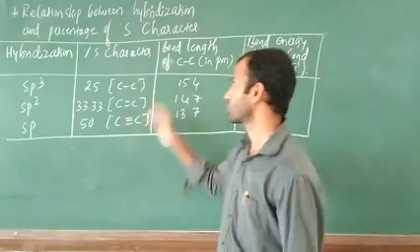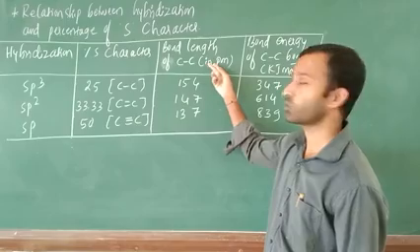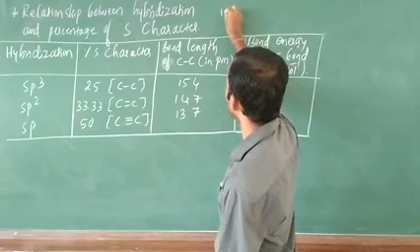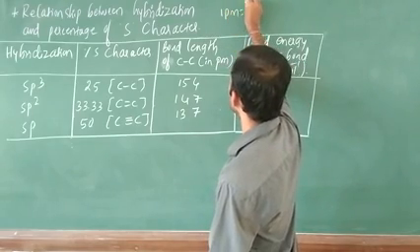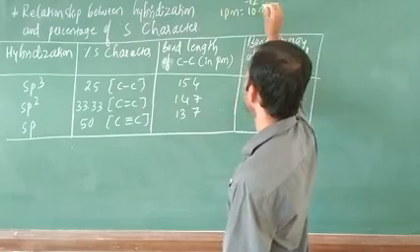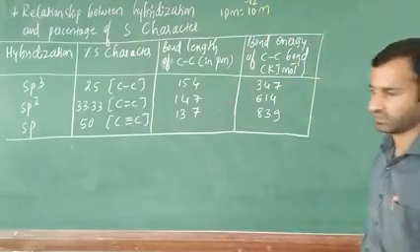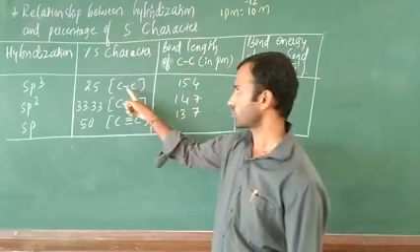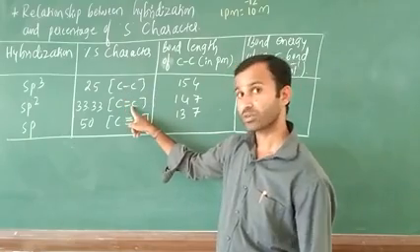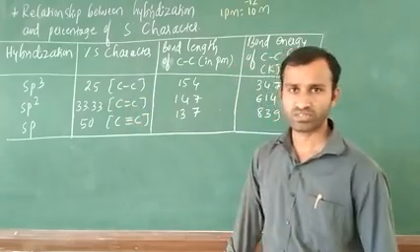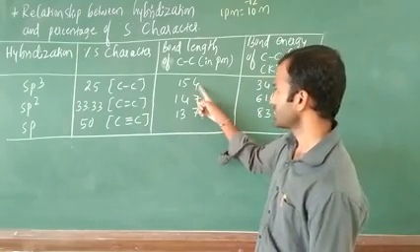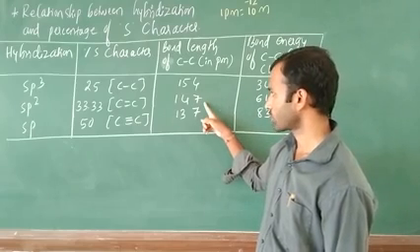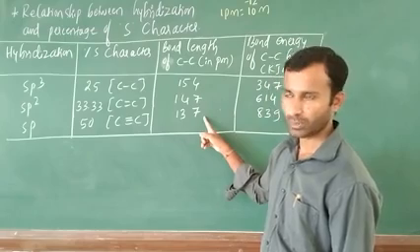Next important point is bond length. The bond length of carbon-carbon single bond in picometer. Pico means 10 to the power of minus 12. 1 picometer is equal to 10 to the power of minus 12 meter. This indicates picometer. Just see here, the bond length of carbon-carbon bond is there. In each case you have to consider the carbon-carbon bond length. The first one is 154 picometer. The second is 147, the third one is 137.